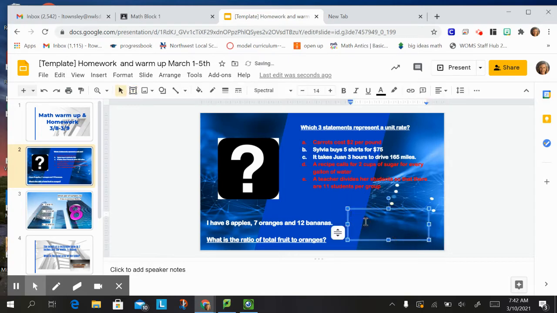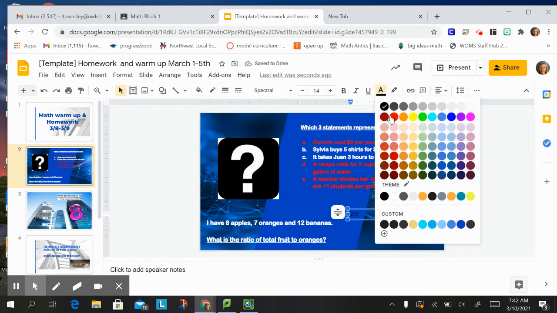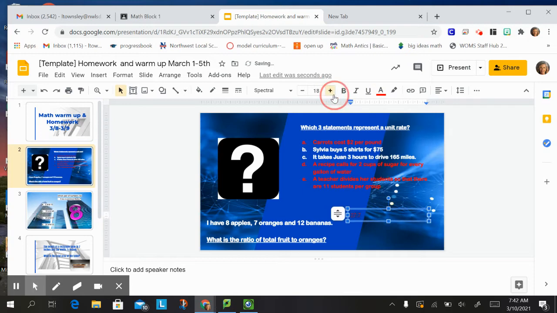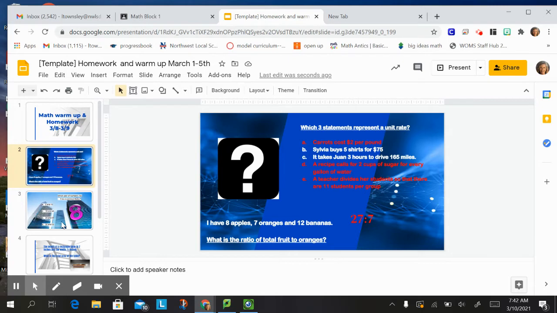And the ratio is 27 to, and what do they want to know? Oranges. How many oranges are there? 7. All right. And I'll make it bigger. And I'll make it a different color. Put it in red. Okay. So what is the ratio of total fruit? Your total is 27. That has to go first. And oranges, that's second. It has to go second. Okay. All right. So that's that slide. Make sure you check your work.